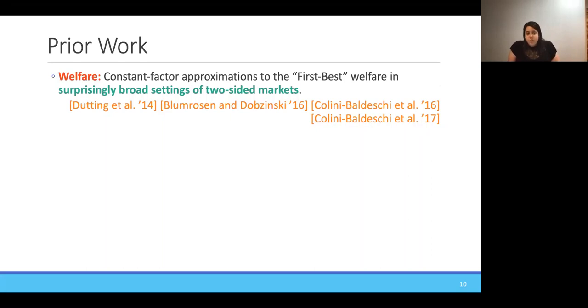So there's a lot of prior work in welfare, some really great work. As I said, it doesn't imply approximations for gains from trade, but the techniques can be useful. And so we know approximations for surprisingly broad settings. The broadest setting is this Colini-Baldeschi et al. paper from WINE 17, which does multiple XOS buyers and multiple additive sellers. So that's surprisingly general for a constant factor approximation for welfare.